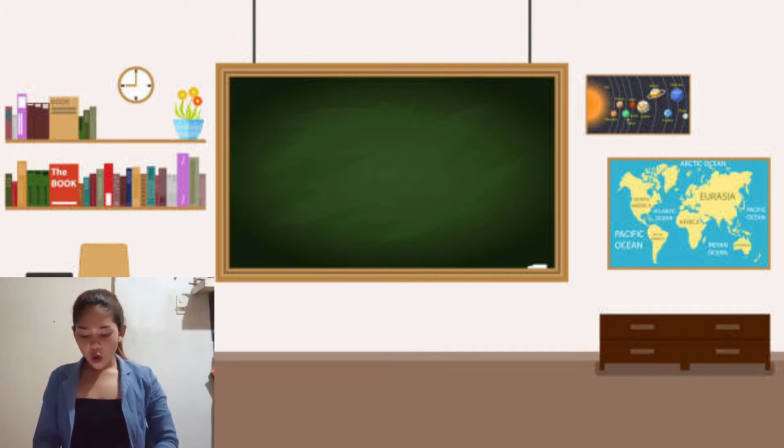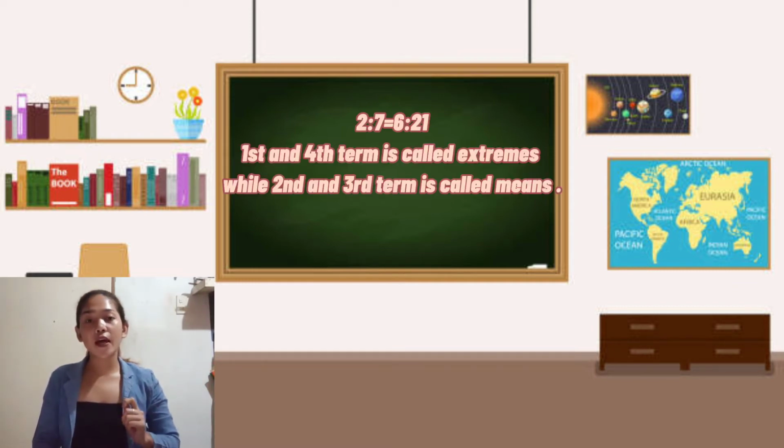Example: 2:7 is equal to 6:21. The first term, which is 2, and the last term, which is 21, is what we call the extremes. And the second term, which is 7, and the third term, which is 6, is what we call the means.